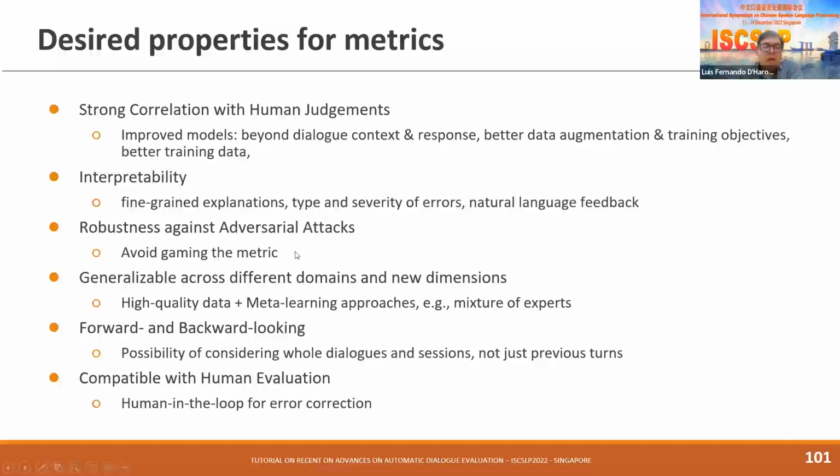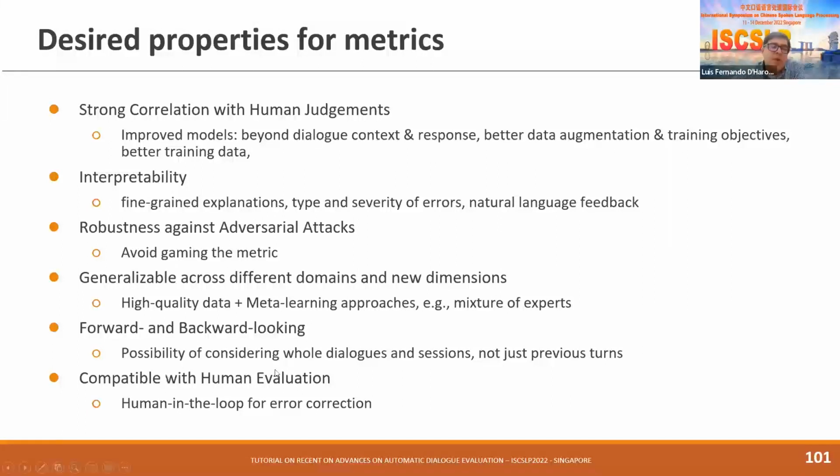We also want metrics that are generalizable across different domains and dimensions, and that can be used for forward and backward looking. Sometimes we have metrics that only look backwards, but they cannot see or predict what is going to happen, because a response from the chatbot may completely break the dialogue. So metrics checking the effect of this turn on the dialogue are also important.